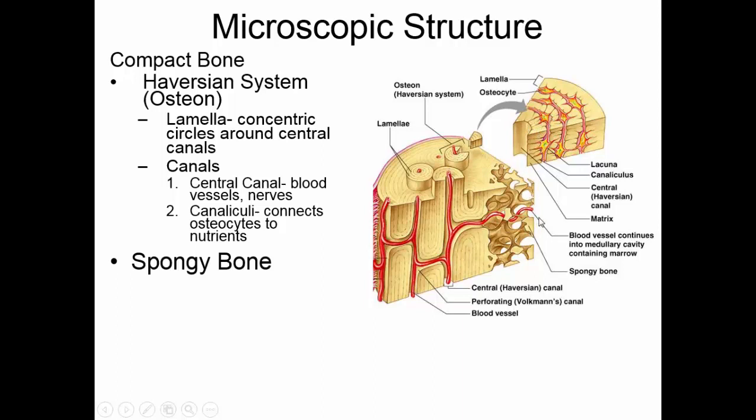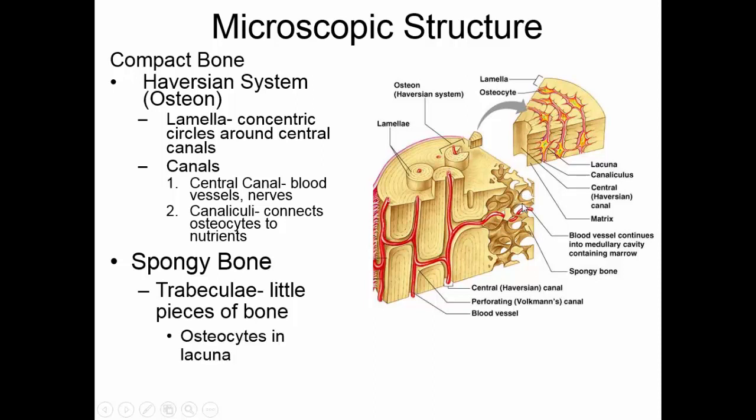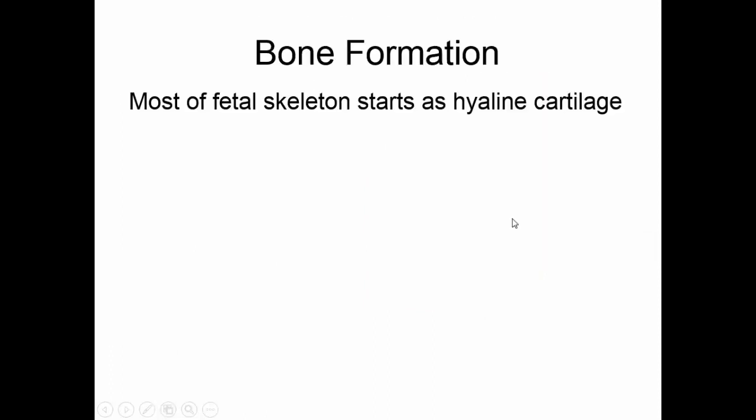In spongy bone, we still have osteocytes embedded in lacuna in the bone part here. These little pieces of bone are known as the trabeculae, and in the spaces here is where we have the red marrow.